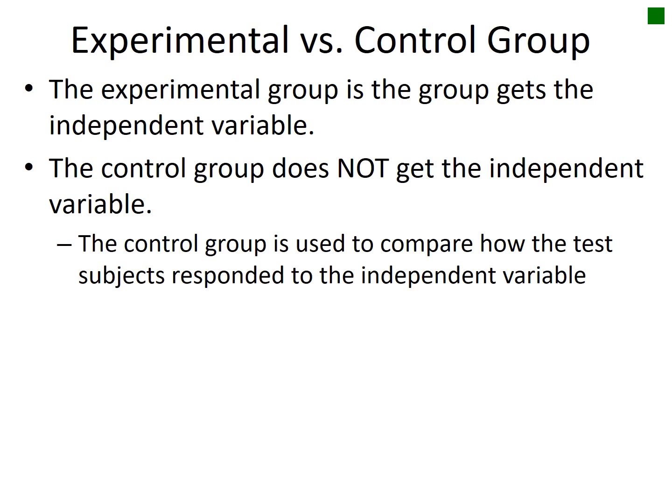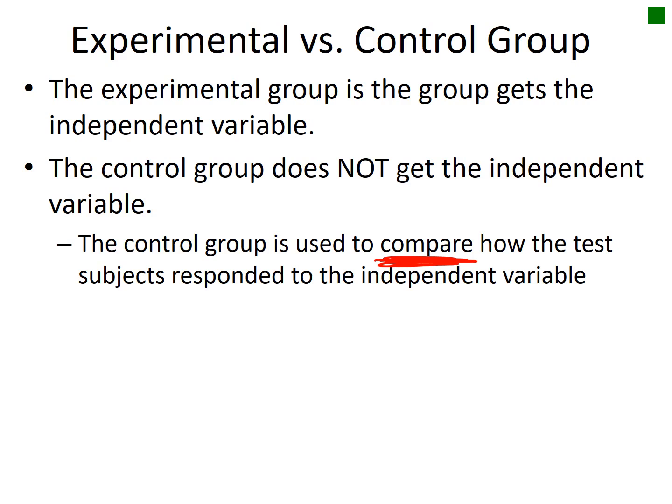Okay. Experimental versus control group. The experimental group is the group that gets the independent variable. So this is the group that gets the difference. The control group does not get the independent variable. So the purpose of the control group is that it is used to compare how the test subjects responded to the independent variable. Sometimes there's a control, sometimes there's not.